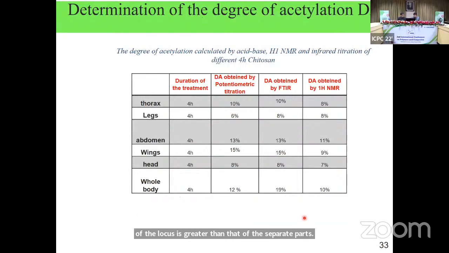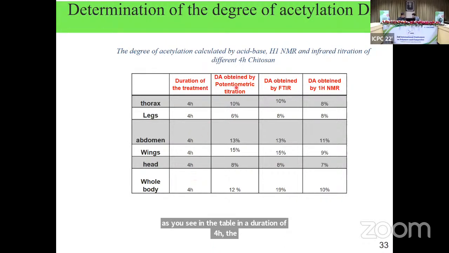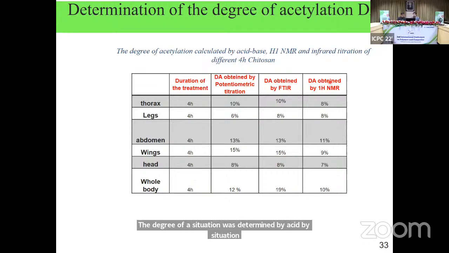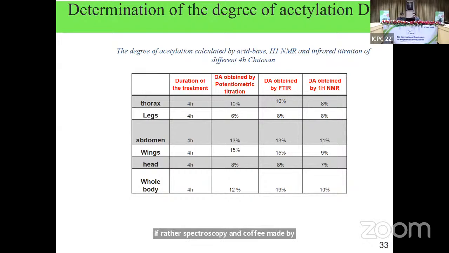Then we determined the degree of acetylation by different methods. It is desirable to use more than one analytical or spectroscopic method. It is a very important factor that gives us an idea of the solubility of chitosan in diluted acid solution. For this, it should have a low degree. As you see in the table, in a duration of 4 hours, the degree of acetylation was determined by acid-base titration, infrared spectroscopy, and confirmed by NMR analysis. As a result, we had a low degree with perfect solubility in acetic acid solution.